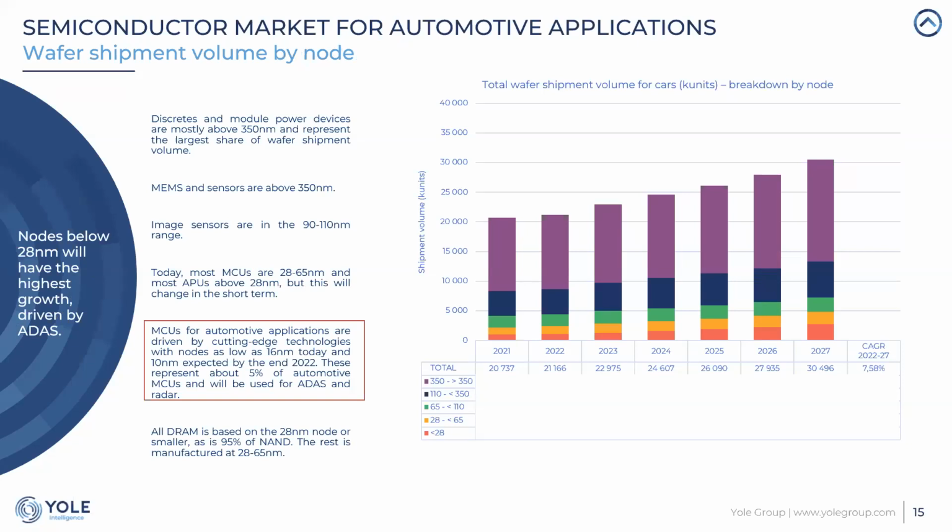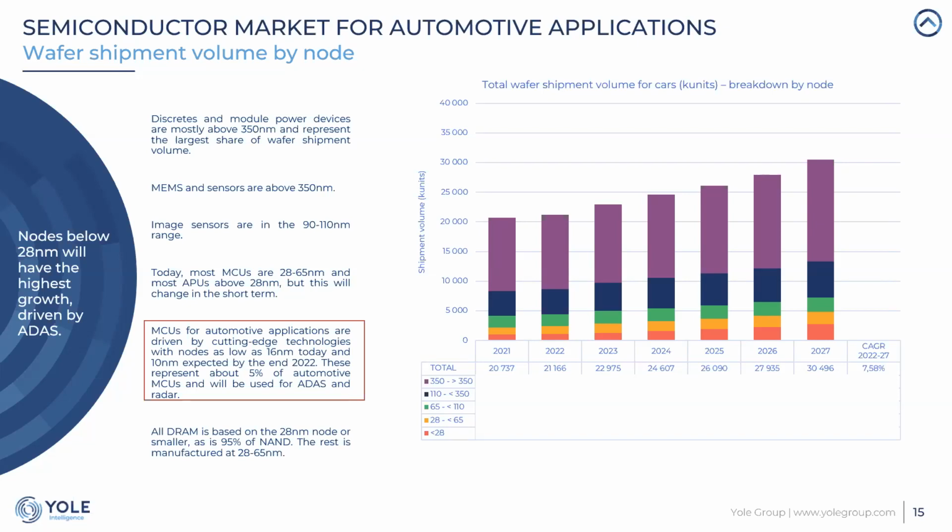So if we look at the breakdown for the total wafer shipment for the car by node, we can see that discrete and module devices that are mostly above 350 nanometer represent the largest share of the wafer shipment volume. Also, for nodes above 350 nanometer, we also include MEMS and sensors.